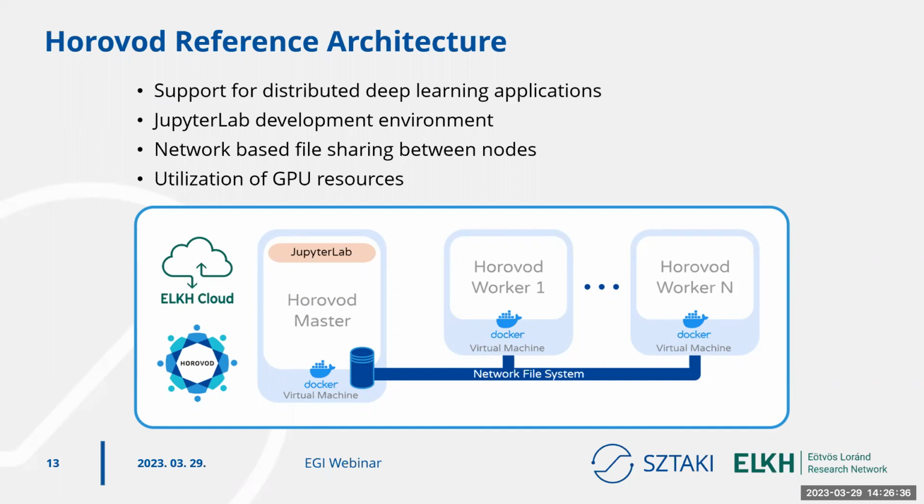I mentioned that Horovod utilizes data parallel training, which means that all the nodes in the cluster have to have access to our training data. This architecture also enables the utilization of GPU resources, but thanks to the previously mentioned customization, the user has the option to turn this on and off before deployment. So if they only have access to CPU resources, they can still utilize this solution.